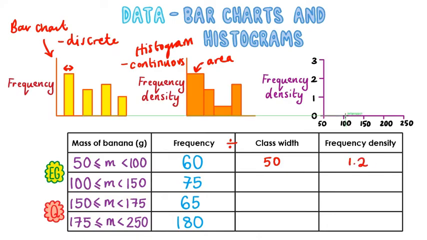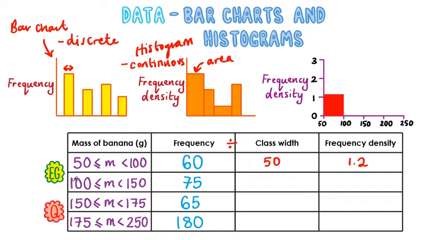So now let's look at how we draw this on our graph. We've got the class from 50 to 100, so our bar is going to be across here, and we know now that it needs to go up to 1.2, which is approximately there. Okay, let's go back to our next one.